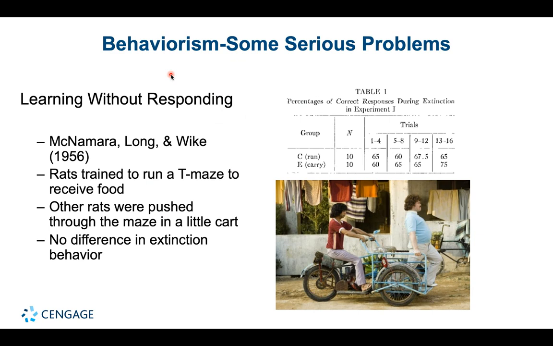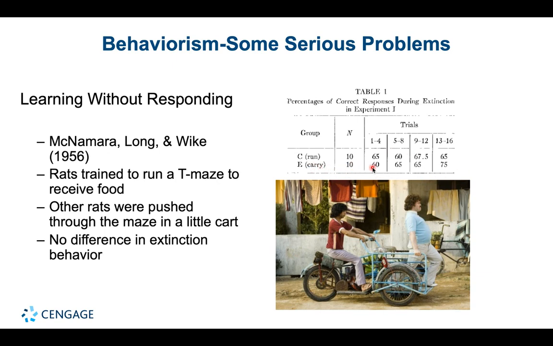Another set of experiments that presented some problems for behaviorism were McNamara, Long, and Wyke, or Wiki, I'm not sure how to pronounce that, 1956. They basically took some rats, let's imagine this is our rat, and they put it in a little cart, and they pushed it around the maze. And the rat still creates a mental map of the maze, and regardless of whether the rat ran the maze or the rat was carried around the maze, their performance was about equal on correct responding to find the food, right?